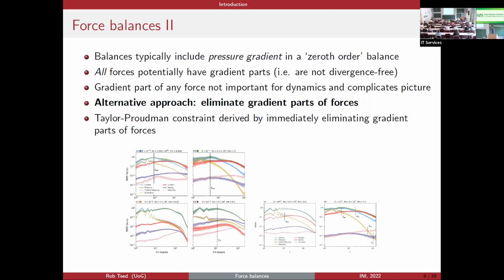So what we might like to do to get a better picture, given that the gradient parts are not important dynamically, is to somehow eliminate the gradient parts of all of these forces and look at the non-gradient parts specifically. That's why the title of my talk was an alternative look at force balances. That's what I mean by an alternative look. We're going to eliminate the gradient parts from all of the forces, and so I will produce plots like this that don't have gradient parts in them.